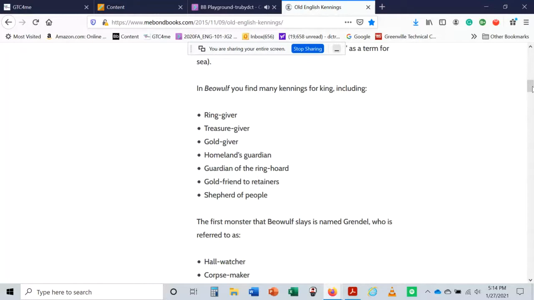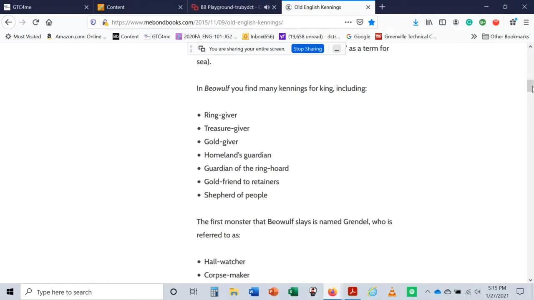if that first example I gave of whale road didn't seem too obvious, as you start looking at more of these, you can start seeing how there are connections between what is expressed in the kenning and what we see in the epic. So if you chose, for example, shepherd of people, right, then your response might try to explain, well, what does it mean to be a shepherd of people? What is choosing that to describe a king? What does that tell us about what the epic presents as what it means to be a king, right?